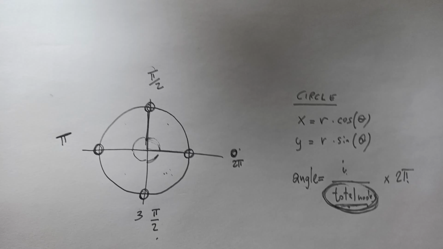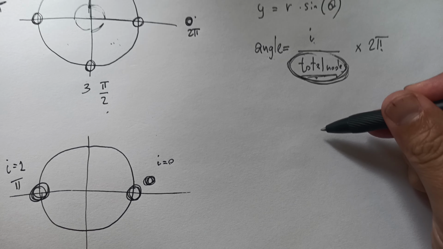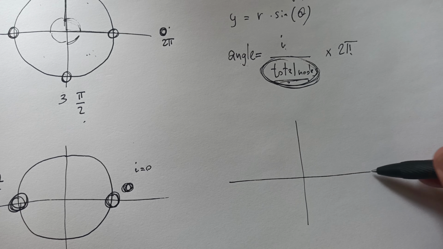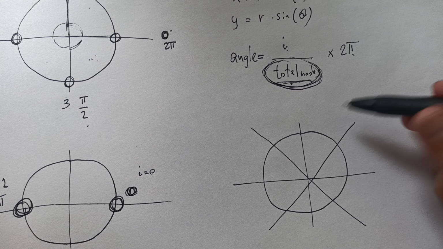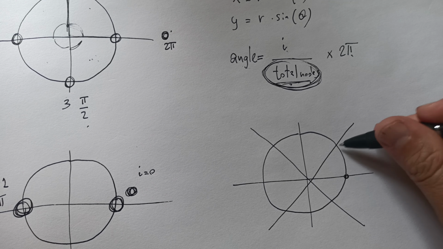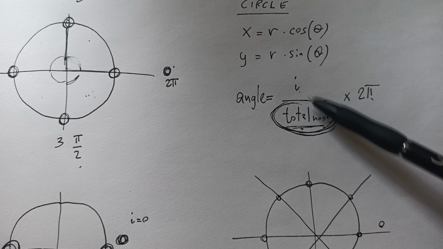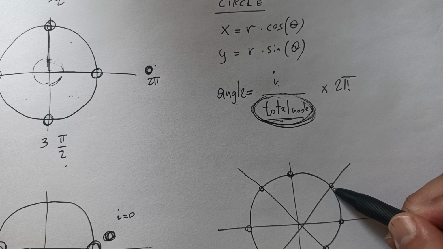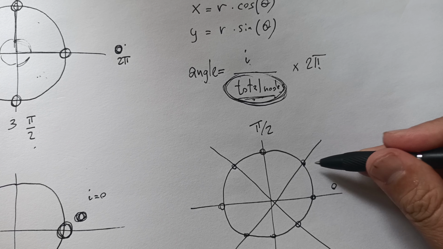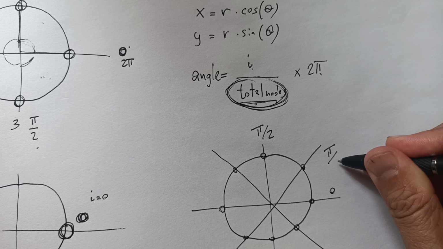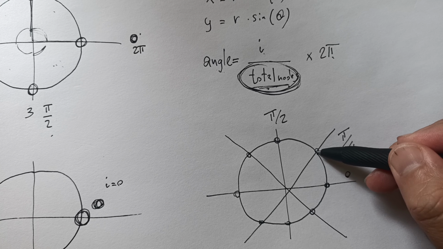So if we have 8, let's see. Oh my god, my circle is horrible, but we have 8 circles here. And so, for example, this one is 0. It should be the easy case in which i is 0. But then the second one would be this one, which is, remember, this is pi divided by 2. So this one is pi divided by 4, right? So 1, 2, 3, 4.